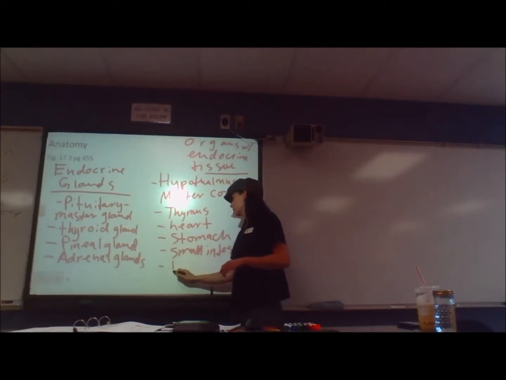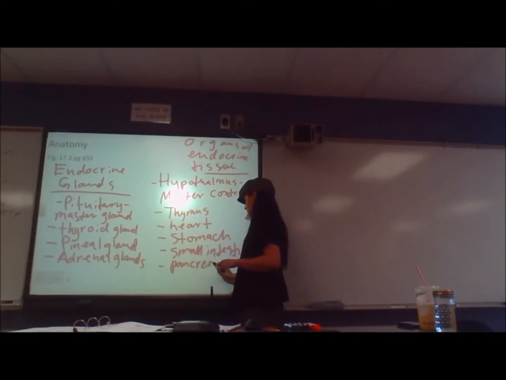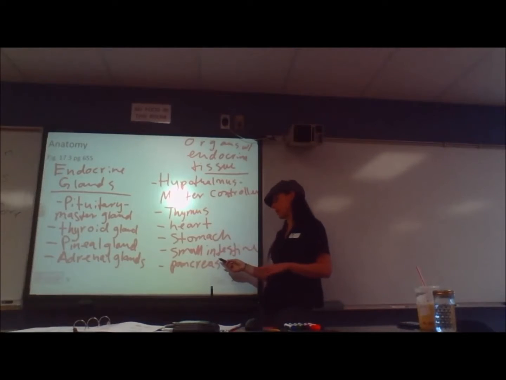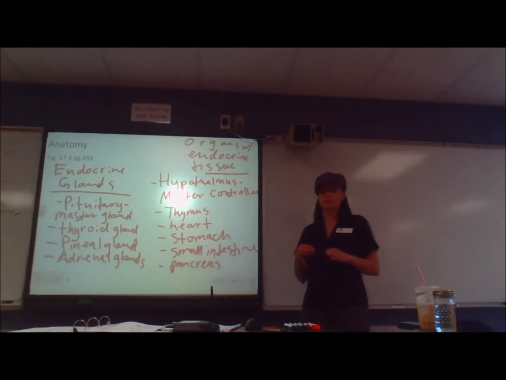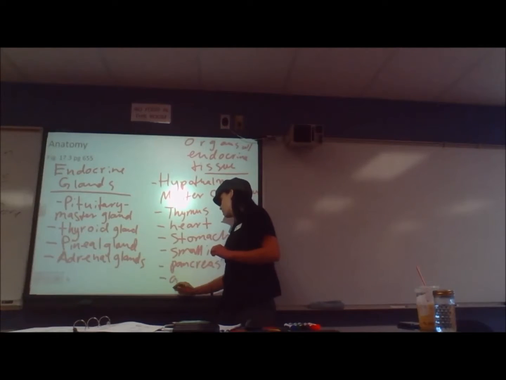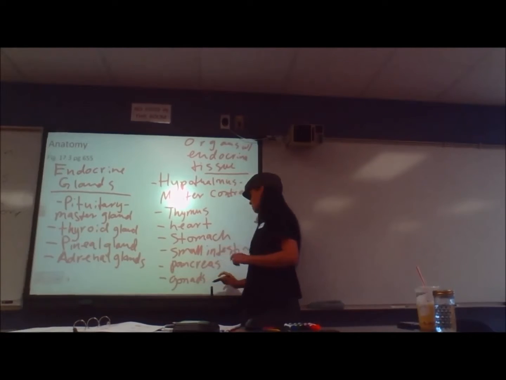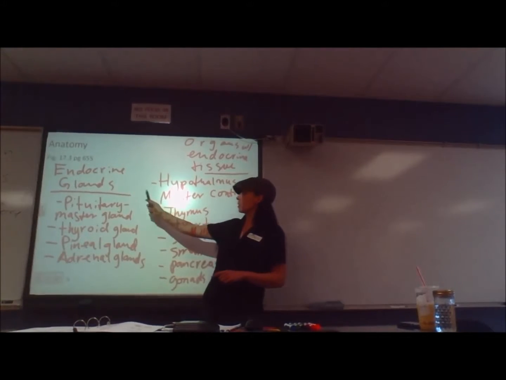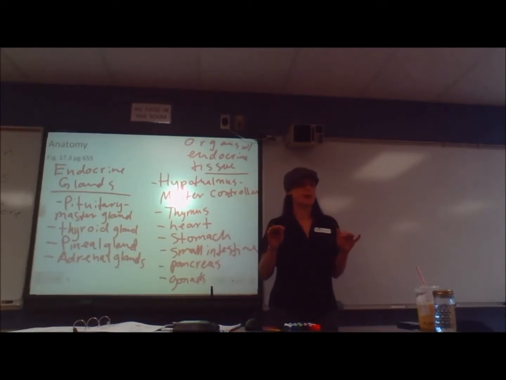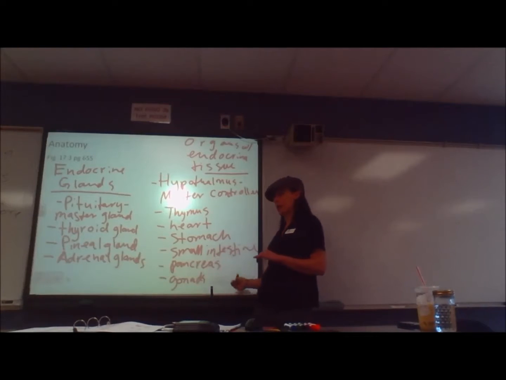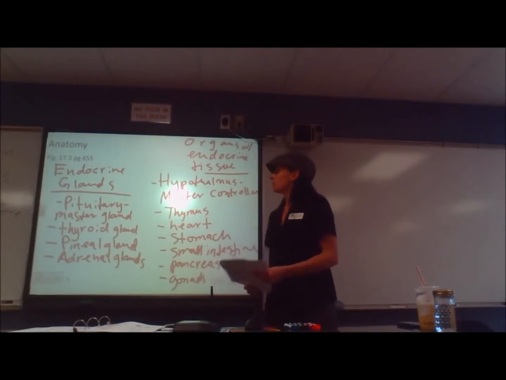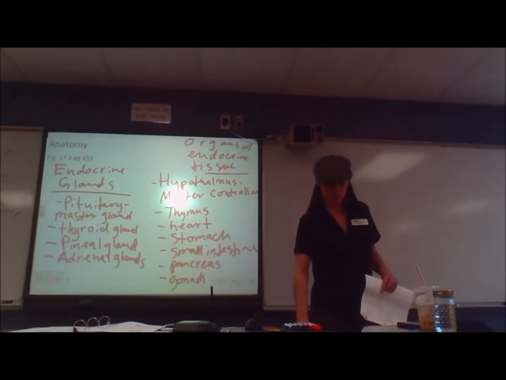The pancreas. The pancreas has endocrine and exocrine functions, so we'll talk about its endocrine functions this chapter, and we'll talk about its exocrine functions when we get to the digestive system. And your gonads, which are the testes and the ovaries. So we'll talk a little bit about them because we're going to go through the pathway of the hypothalamus pituitary gonad axis. But we're going to spend most of our discussion of the gonads at the end of the semester when we get to the reproductive system. So that's just kind of an overview of what we're going to be looking at.